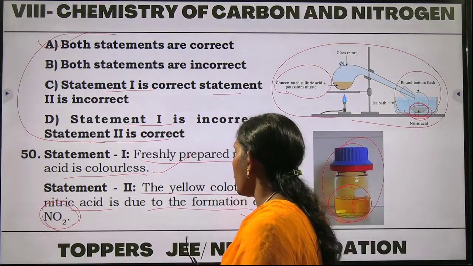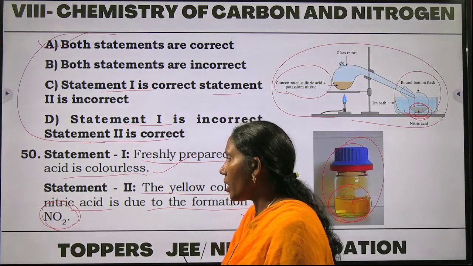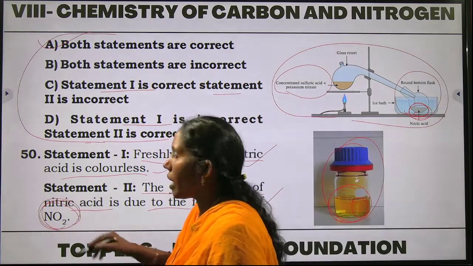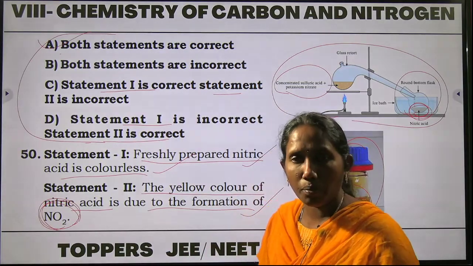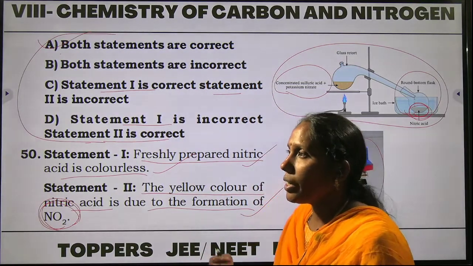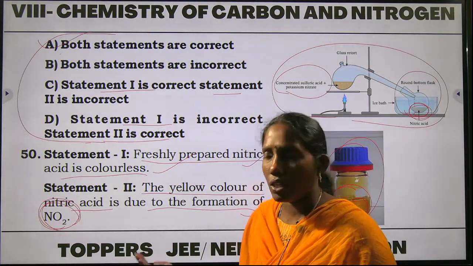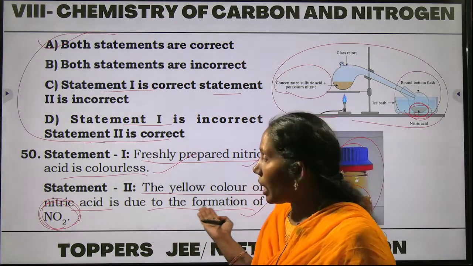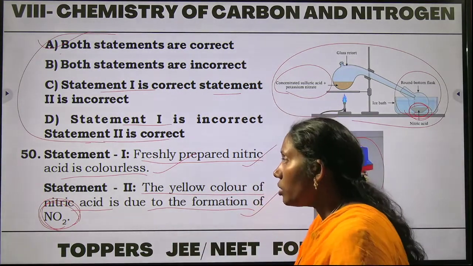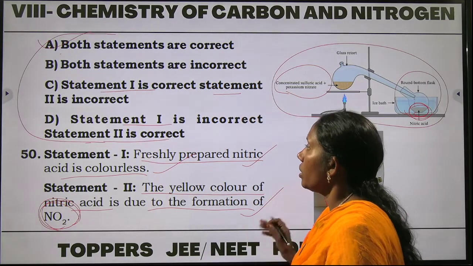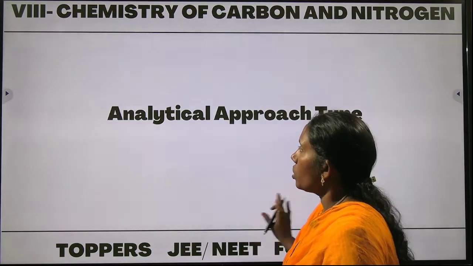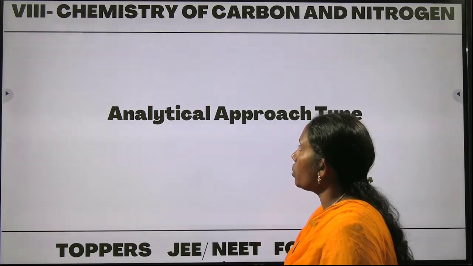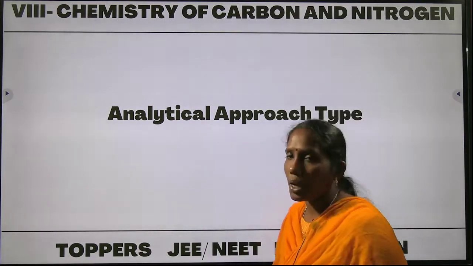Why is this nitric acid turning color? Due to the nitrogen dioxide formation. With the passing of time, this nitrogen dioxide will form. Because of that, the colorless acid is turning into yellow color. Okay, coming to the next one. So this was the statement type. Now we are going to analytical approach type questions.